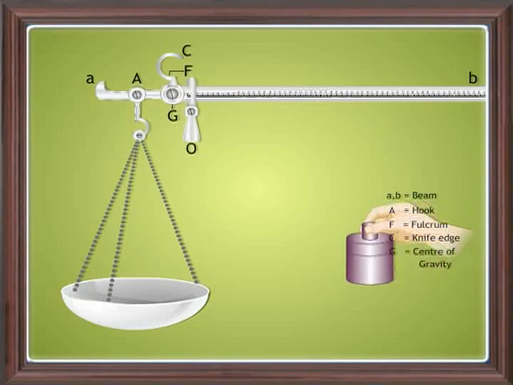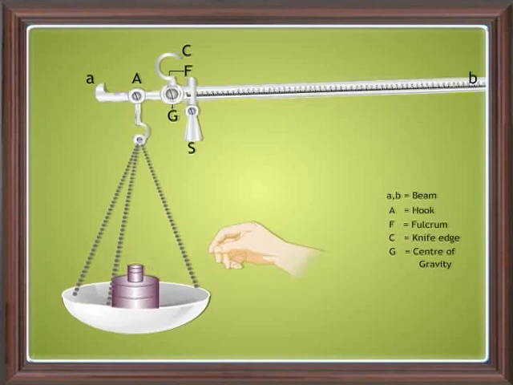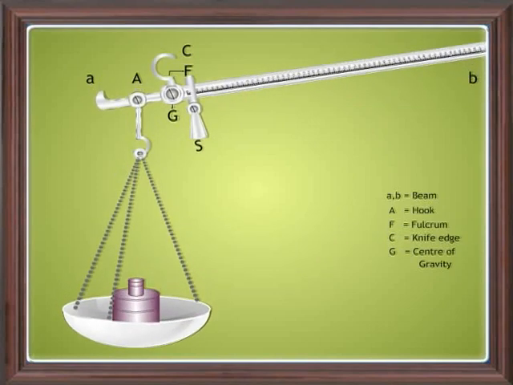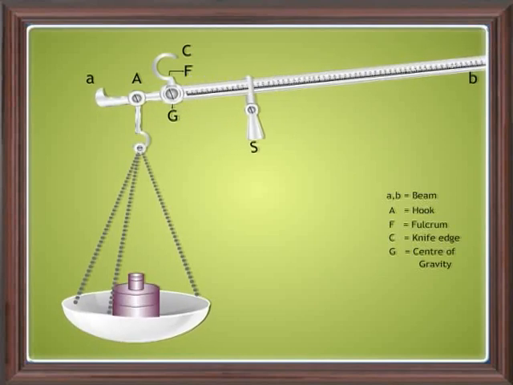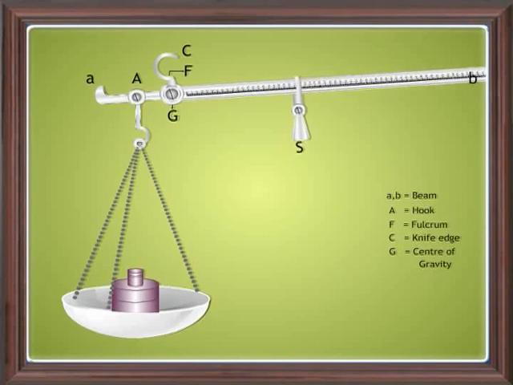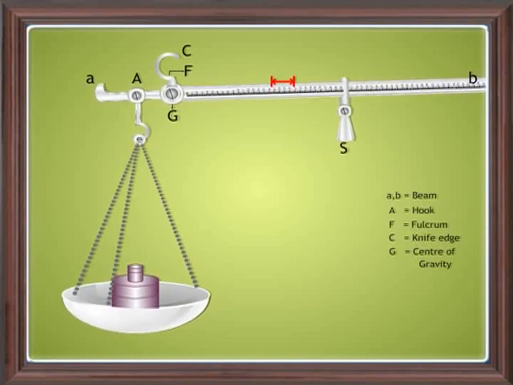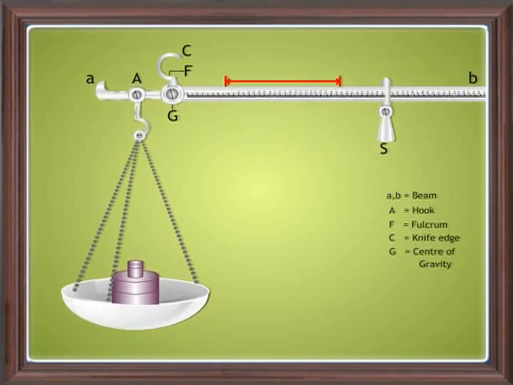When a load is kept on the pan, the rider is moved till the beam becomes horizontal. The position of the rider on the bar is the distance from the fulcrum. The weight is calculated by taking the moments of the weight to be measured and the rider about the fulcrum.